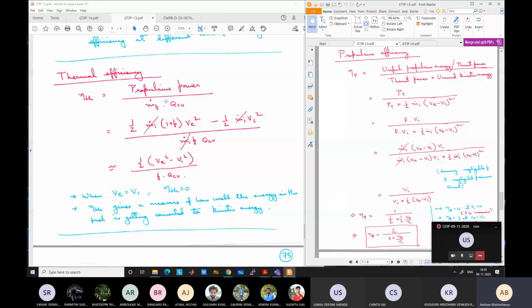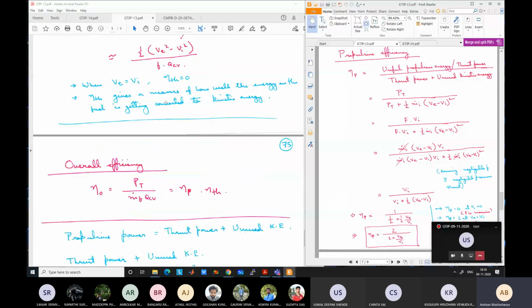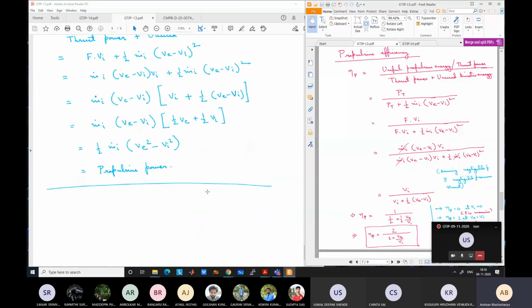So basically overall efficiency is thermal efficiency into propulsive efficiency. Any questions on this? Is this clear? This should be very clear to you. This is somewhat confusing to the students every year. Any questions on this?